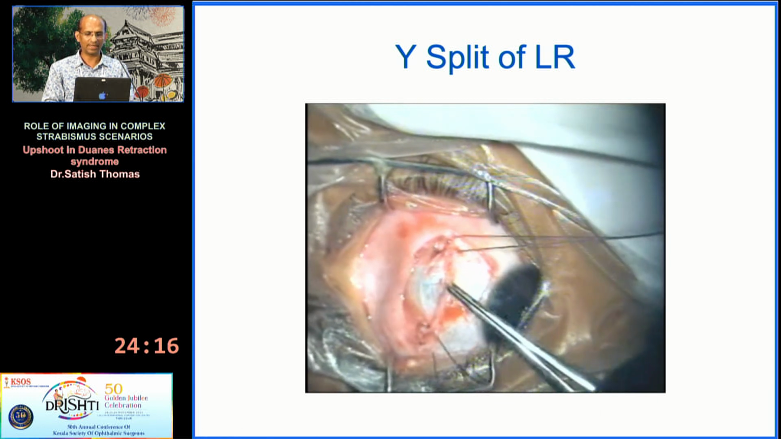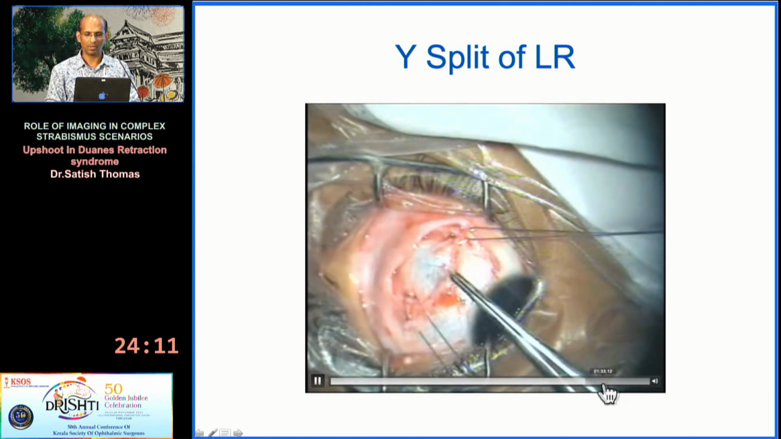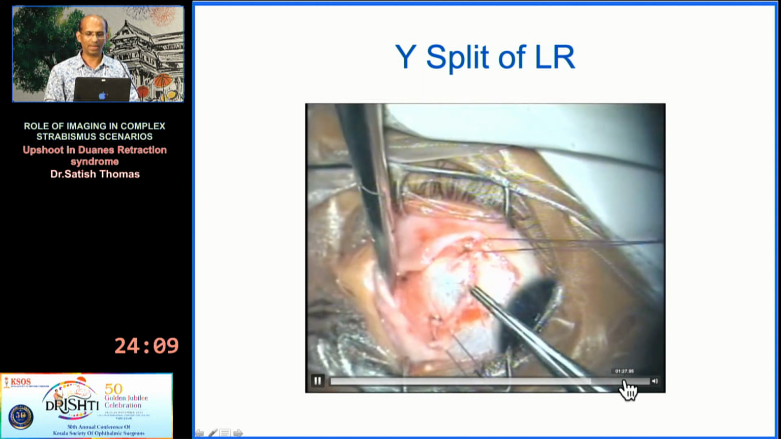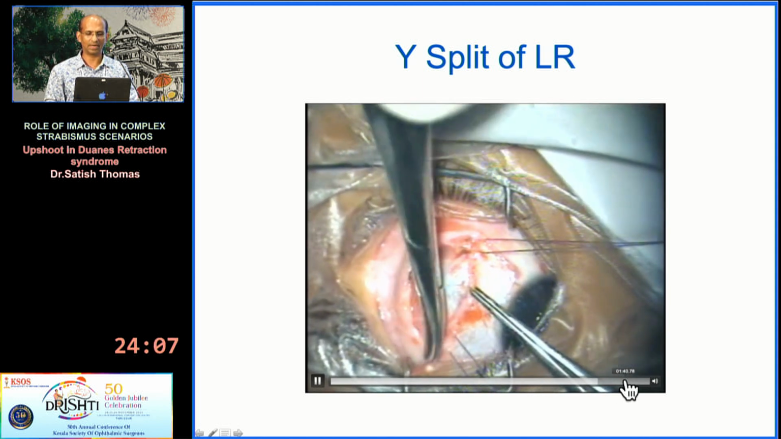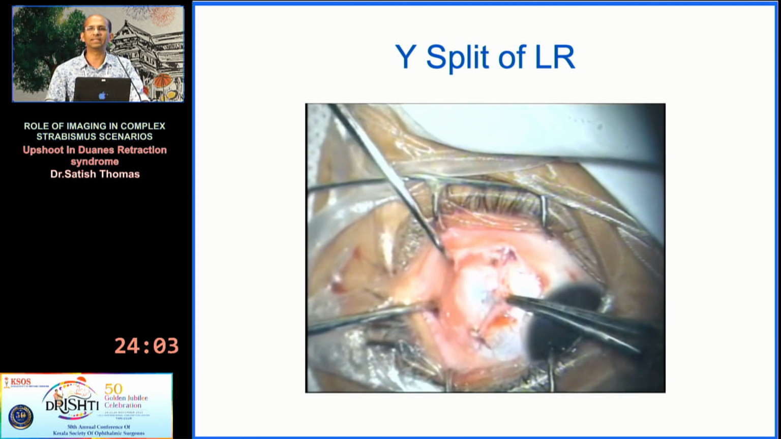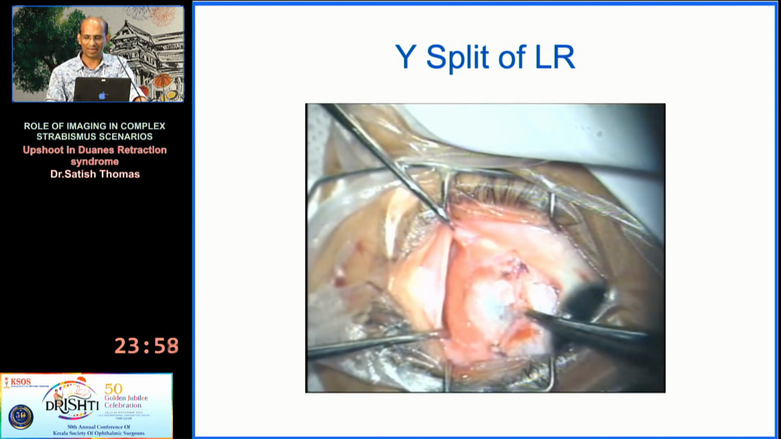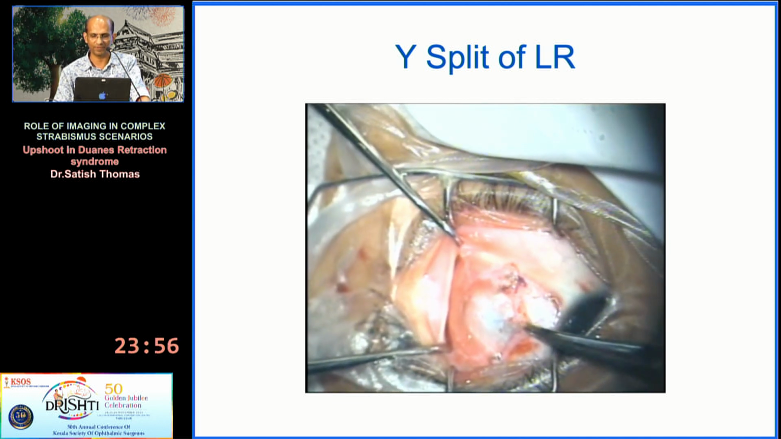So you can see that when you secure it, you will get a Y-shape pattern to the insertion. You can see the lateral rectus having that Y. Once it is inserted like that, then the globe cannot slip above and below the lateral rectus, and that is how it takes care of the upshoot.